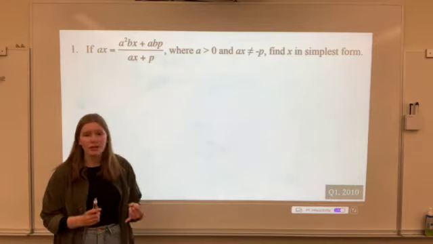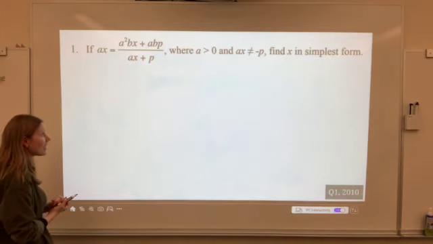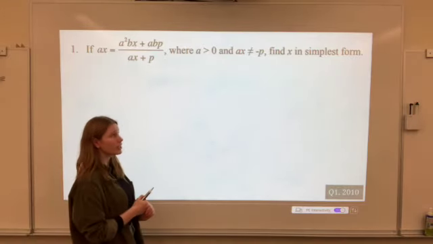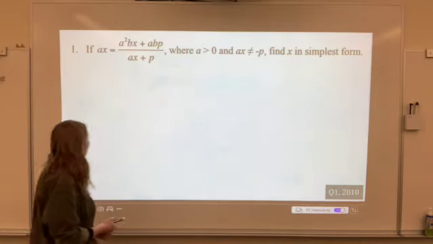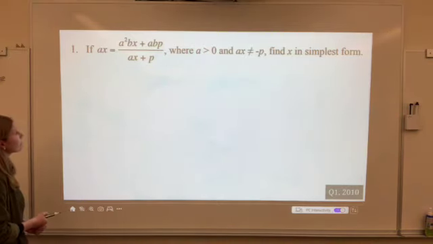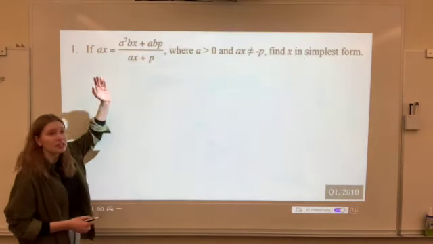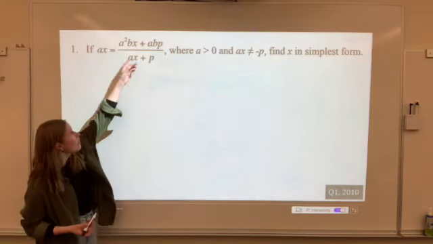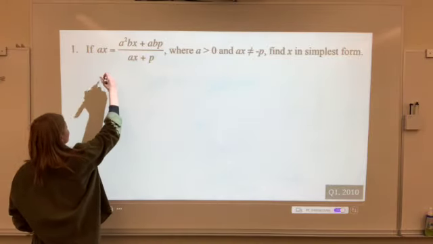If ax is equal to a squared times b times x plus a times b times p over ax plus p, where a is greater than 0 and a times x does not equal negative p, find x in simplest form. Okay, well, we already have ax over here. Let's divide both sides by a so we get x isolated. And yes, that doesn't get rid of all of our x's, but you'll see where I'm going from here.